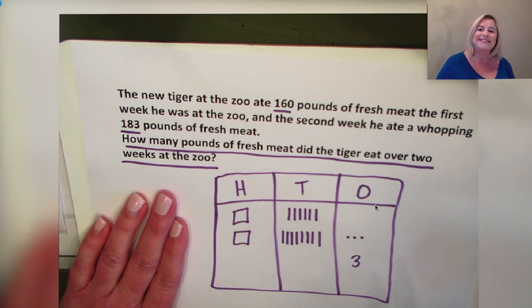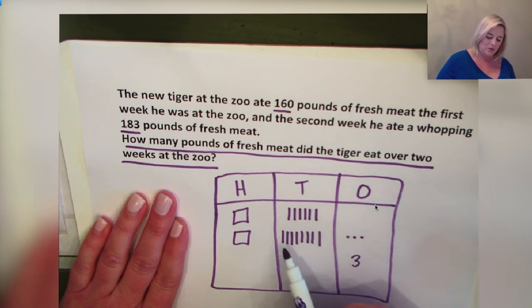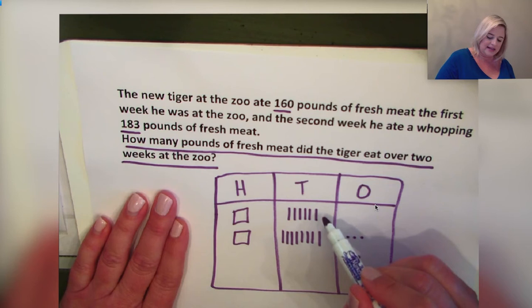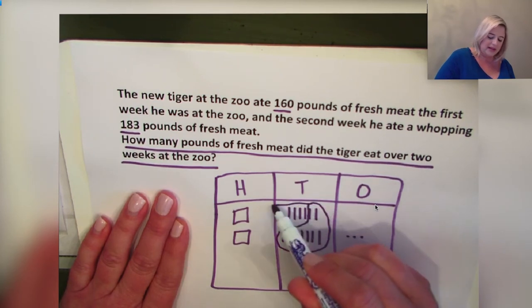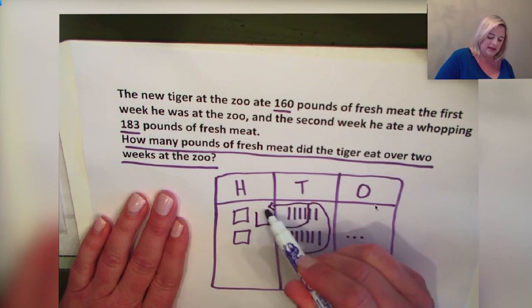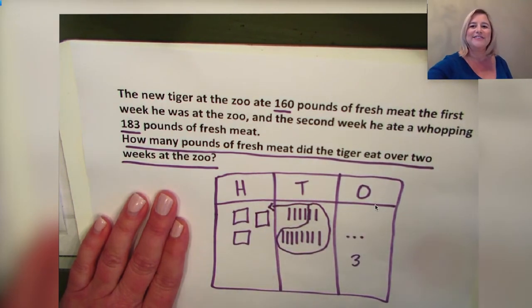We're going to trade 10 rods for a 100 flat. Do you remember how we do that? I knew you would. So you're going to draw a circle around the 10 rods and draw an arrow along with me to make a new hundreds flat. 1, 2, 3, 4, 5, 6, 7, 8, 9, 10. And I'm drawing an arrow and I'm making a hundreds flat. Does yours look like mine?